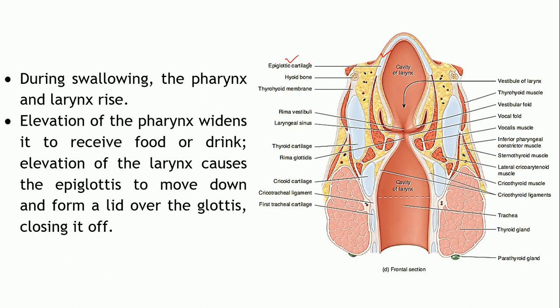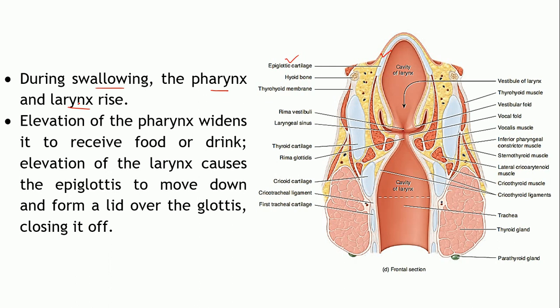Okay, so this epiglottis acts as a trapdoor. It closes off the larynx during swallowing. Okay, so during swallowing, that's the act of deglutition, the pharynx and the larynx rise up. We have seen this act of swallowing also, right? Deglutition we have considered under the digestive system. So the pharynx and the larynx, both, rise in upward direction.